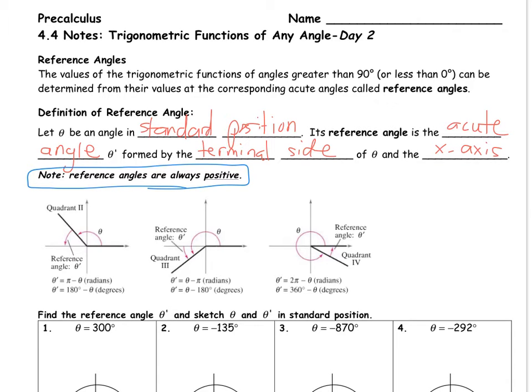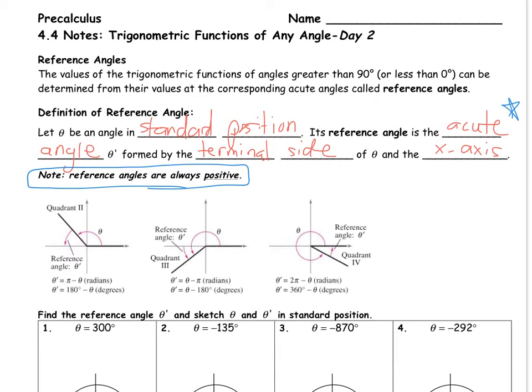And then they have 3 pictures here to show you how to find these reference angles. Remember what a reference angle is. It is so important to memorize this definition and to understand it in practice. Reference angles have to be acute. They have to be less than 90. They're the little bitty angles, okay?